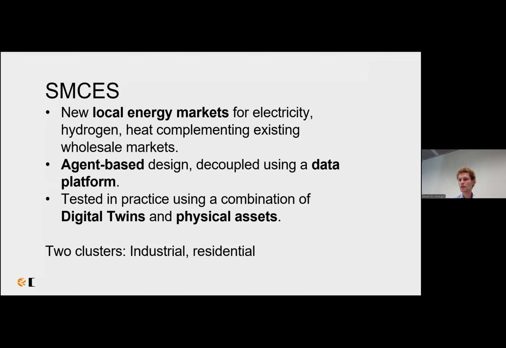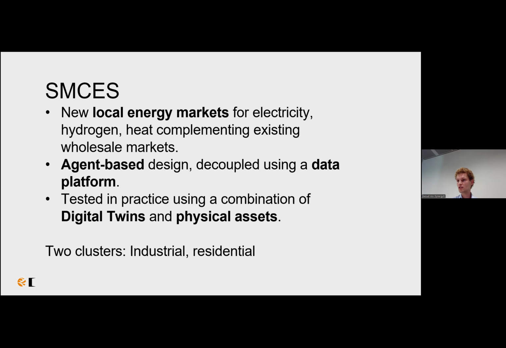So what in the end did we achieve in our smart multi-commodity energy system? We developed some new local energy markets for electricity, hydrogen, heat, which were complementing the existing wholesale markets. So on top of the existing markets like the APEX spot market, the day ahead and intraday markets that are already there, we developed local markets for the clusters that we investigated. We took an agent-based design there, where agents were operating assets in the clusters or PEDs, which were completely decoupled using a centralized data platform.